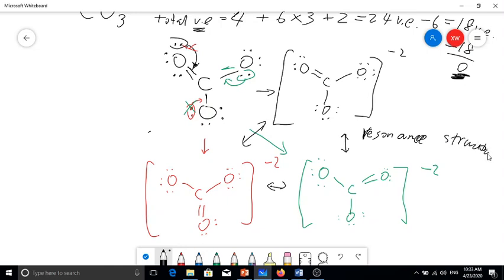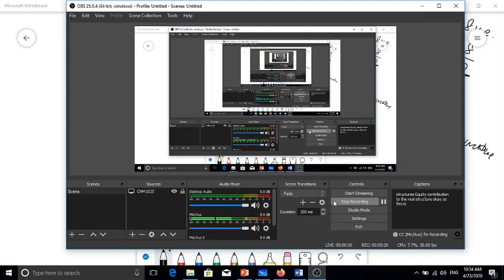This is another excellent example showing you there are three possible structures equally contributing to the real structure. So this is the real structure of carbonate.